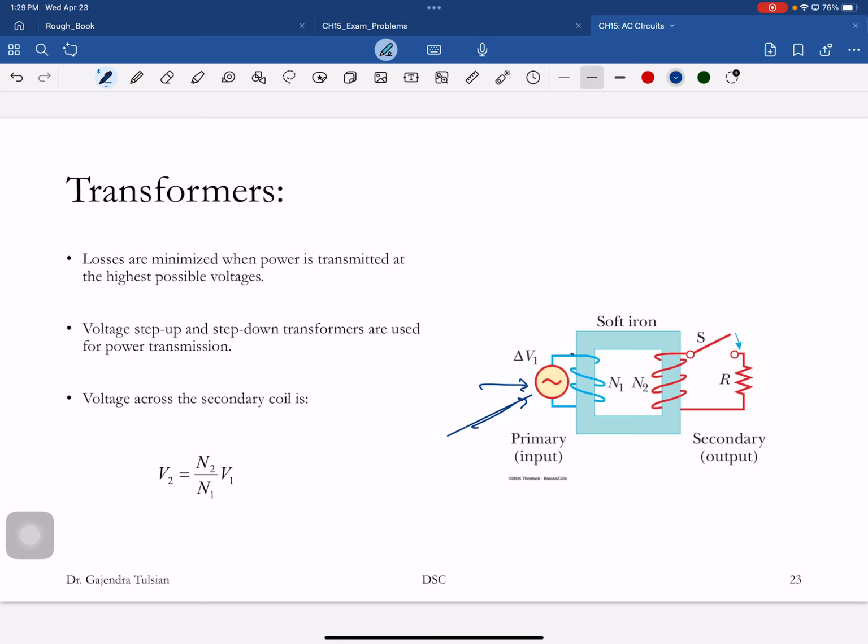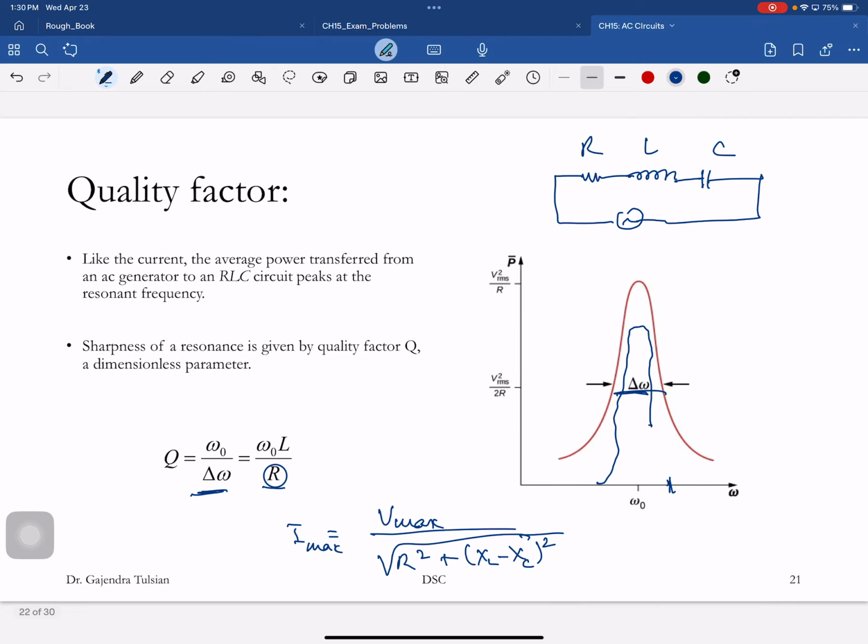You attach an AC source, and here's the output. This will produce a magnetic field which is changing, and this magnetic field is coupled through this soft iron magnetic material to this secondary coil, and the voltage across the secondary coil is N2 over N1 times V1. N2 is the number of turns here, N1 is the number of turns here. So if N2 is 1,000 times greater, the output voltage is 1,000 times greater than the input voltage. So that's what's being done.